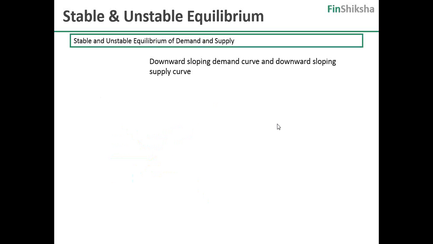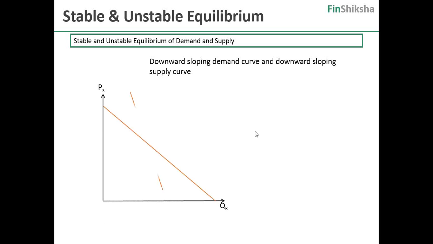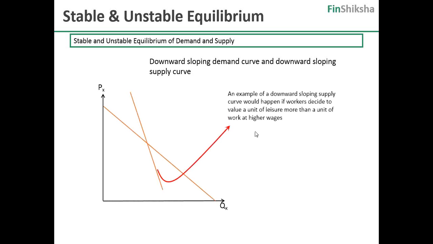Now let's change our test case a little bit. Let's assume we have the same demand curve, but we have a supply curve where you have a downward sloping supply curve instead of an upward sloping supply curve. This is difficult to find in reality, but theoretically an example could be when workers decide to value a unit of leisure more than a unit of work at higher wages.